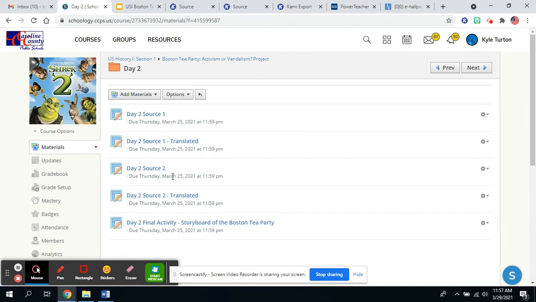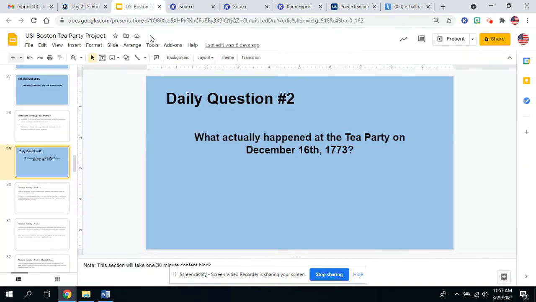So ladies and gents, before I get into the sources, we do have a new question that we need to keep in mind as we're reading and analyzing these sources. That question is the following: what actually happened at the Tea Party on December 16th, 1773? That's what needs to be going through your mind as you go through each one of these sources. Highlight words that you don't know, highlight correct information, and then use that information for the final project.